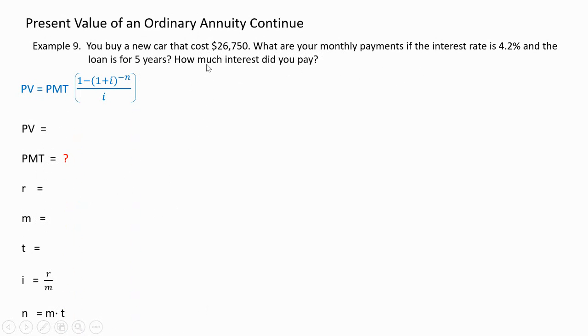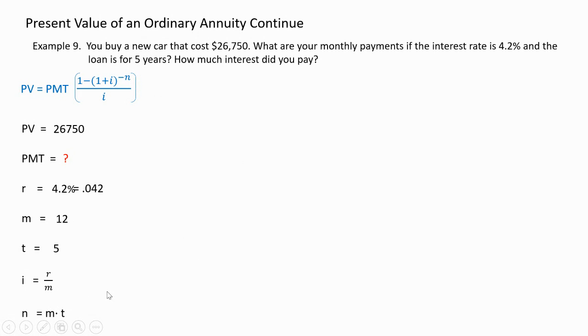So the present value that you need right now from the bank is that you want to borrow $26,750. The interest rate is 4.2%, but you convert it to a decimal, which will be 0.042. And the M are monthly. So like I said earlier, the compounding will always be 12 for purchasing a vehicle or a house. So it's 12. The time is 5 years.